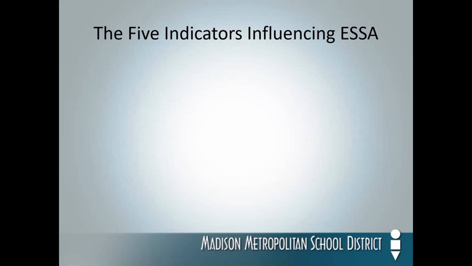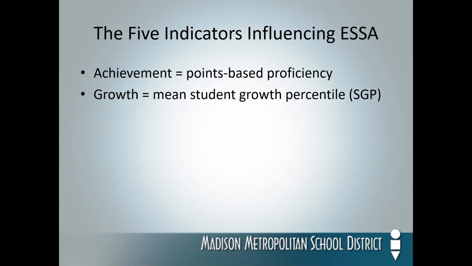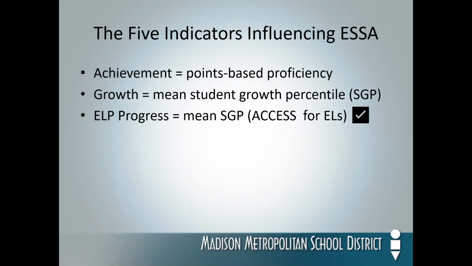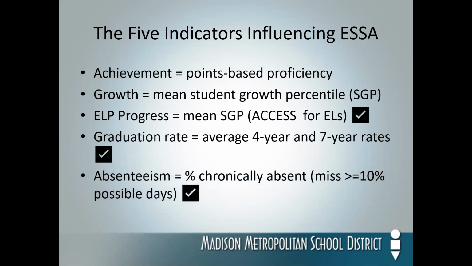There are 5 factors that influence the scores that students get. Remember that ESSA is a ranking system, and so every school gets a rank based on the number of points it gets from these scores. First is achievement, the points-based proficiency score. Second is student growth percentile. Third is how well we are doing with our English language learners. The fourth is the graduation rate, if it's appropriate for your school. And the fifth is absenteeism, whether it's chronic or not.